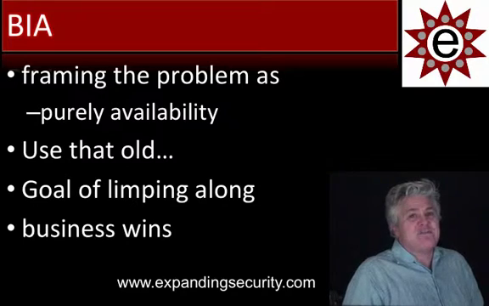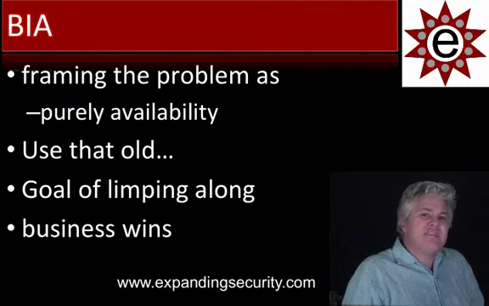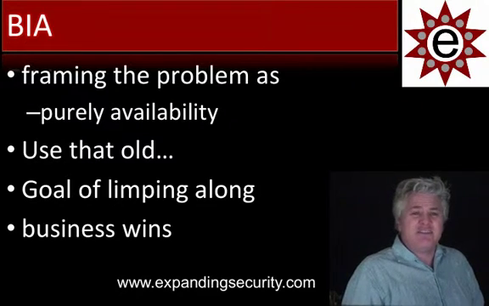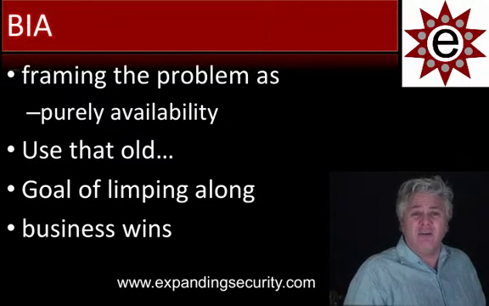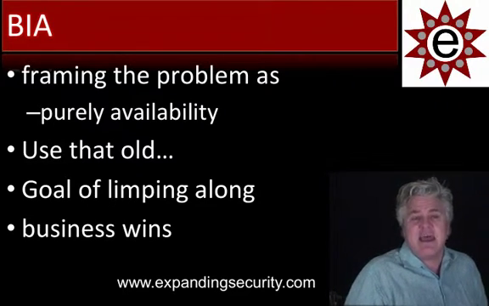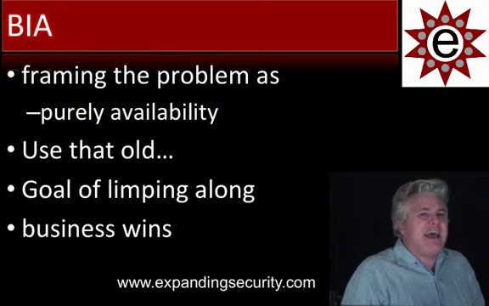Remember, the BIA is framing the problem in a purely availability way. So I would say, hey, can we use that old mail server, or could we use the old way that we did this, or could we just limp along for a while? Because in business impact analysis, we try to figure out a way to keep the business running so that the business actually wins. Do you think in a risk assessment that somebody would say, hey, can we use that old firewall for a while? That's not going to happen.